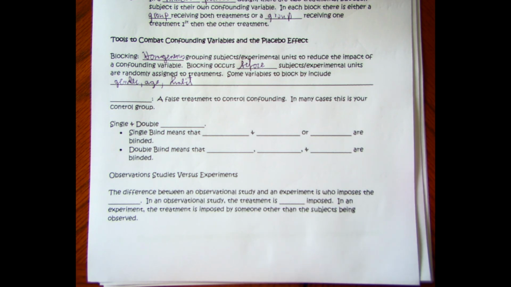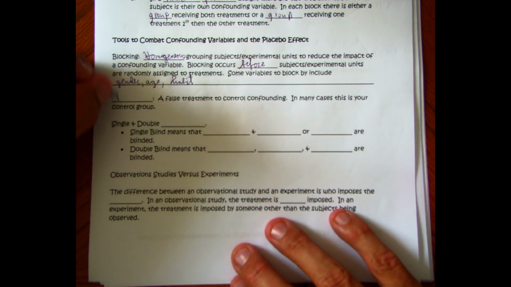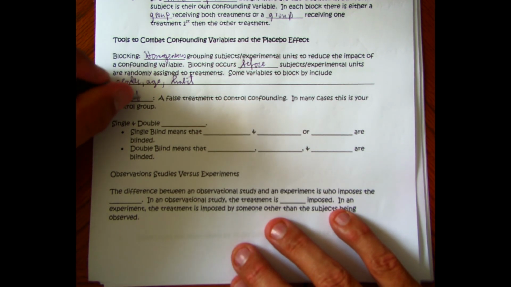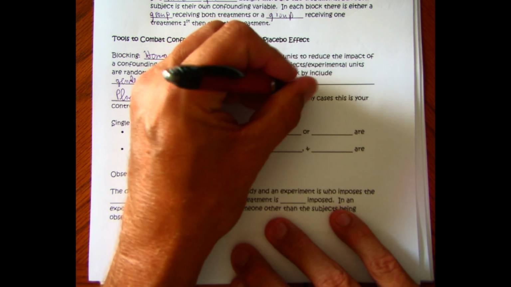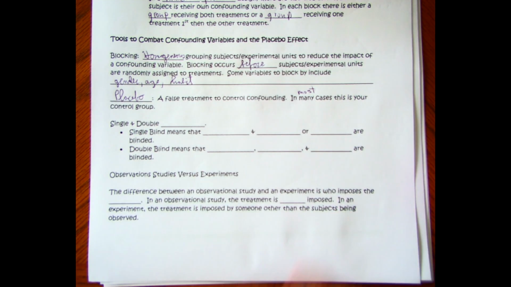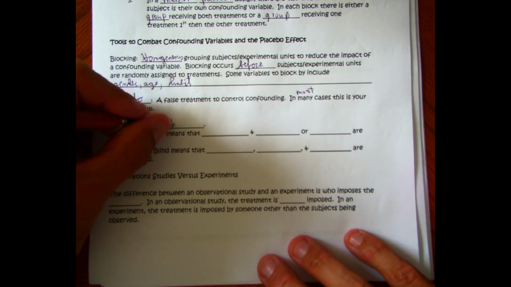Okay. Then the next thing is the placebo. And that's a false treatment to control confounding. In many cases, I'm going to put in most cases, this is our control group. So those people think they're getting treated, so the fact that they think they're getting treated, everyone thinks they're getting better. Okay. Then we have blinding, single and double blinding.